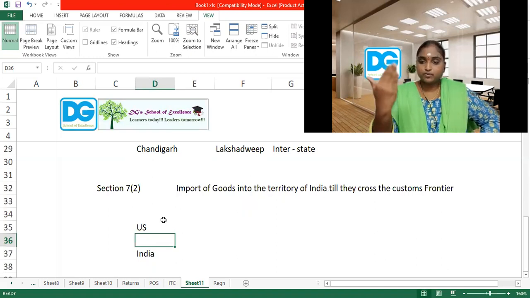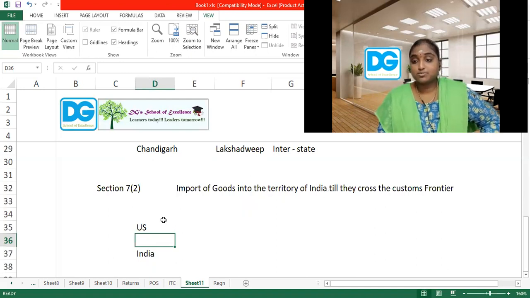So the goods are coming from the US and they haven't crossed the customs frontier. That means they are still outside India, in the high sea. When they are in the high sea, say they get an order from a customer in India.